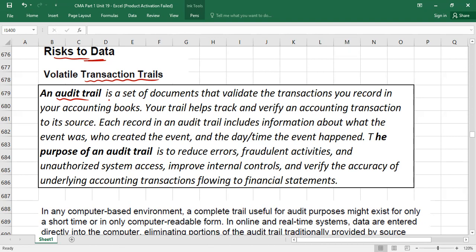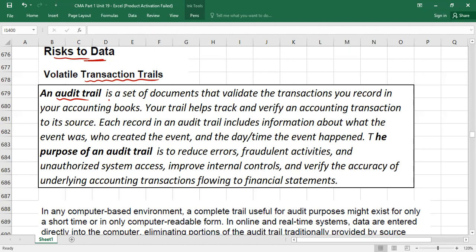So an audit trail will help you. First, you have to understand what an audit trail is. An audit trail means that if a transaction is entered into the system, that transaction can be traced back to the source document. You can also take help from the audit trail to see when this transaction was recorded, what the date and time were, what kind of event was recorded, who created this event, and from which system it was created. So this is called an audit trail.